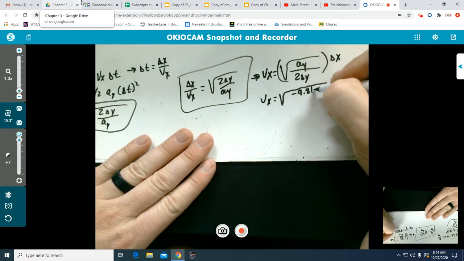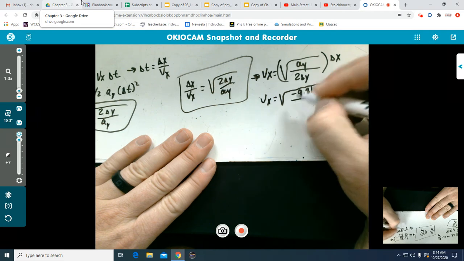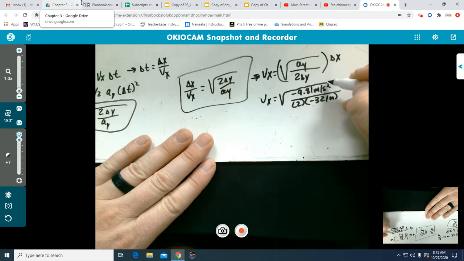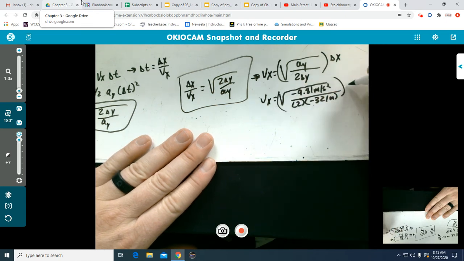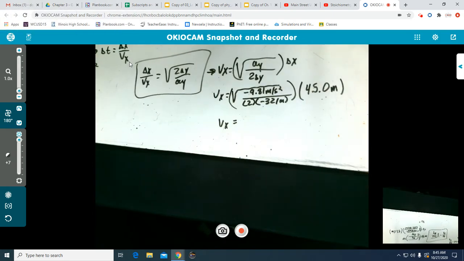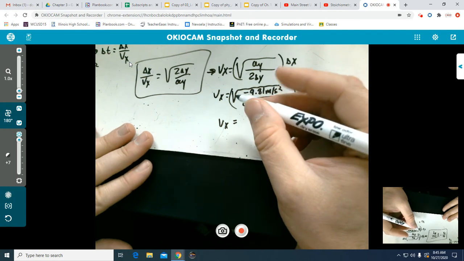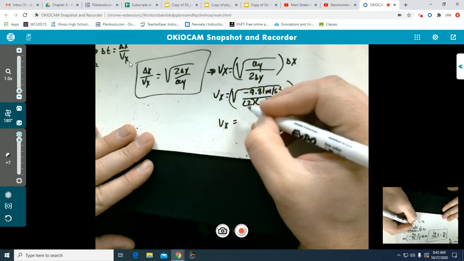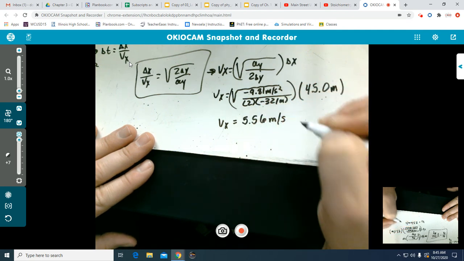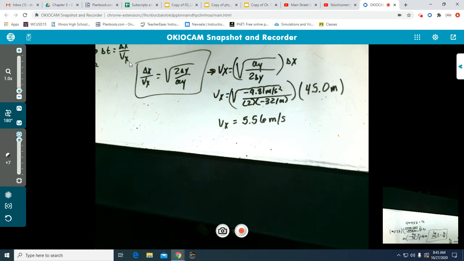Negative 9.81 meters per second squared divided by 2 times negative 321 meters. Don't forget, that's the overall height of the bridge, multiplied by our displacement in the x direction, 45.0 meters. If you want to pause the video right now so that you can solve this on your own, go ahead. But once we have plugged everything into our calculator, we should have an answer of 5.56 meters per second.